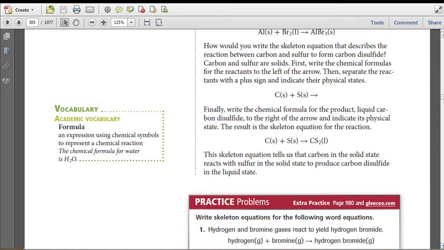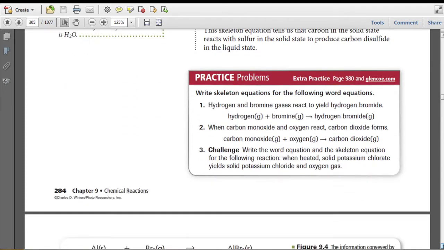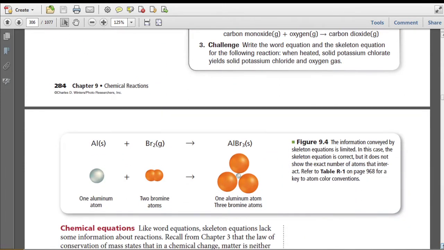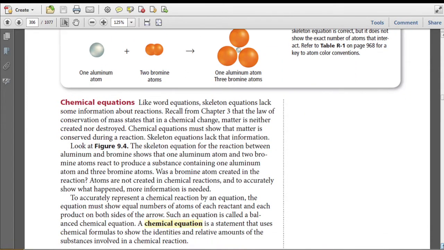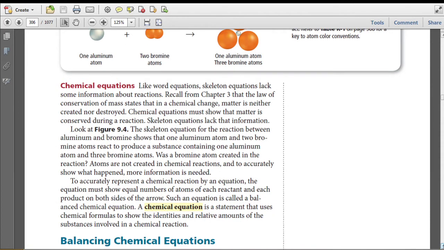The skeleton equation tells us that carbon in the solid state reacts with sulfur in the solid state to produce carbon disulfide in the liquid state. Like word equations, skeleton equations lack some information about reactions.